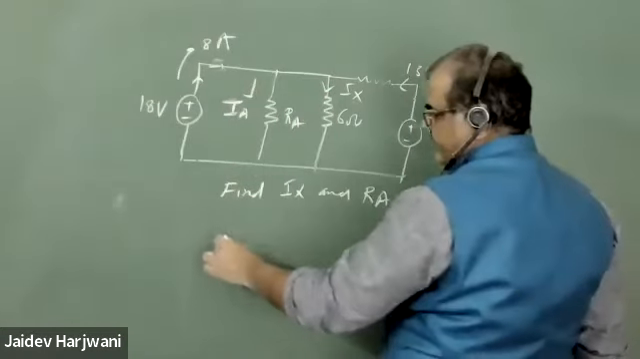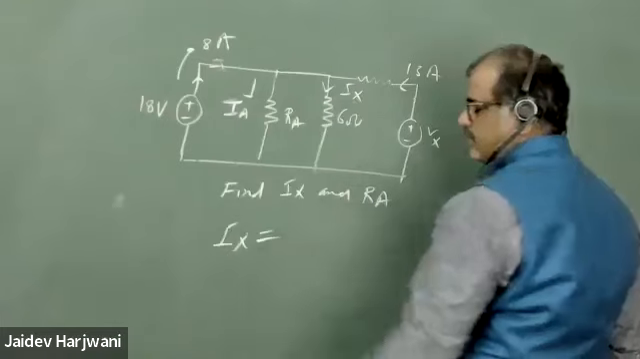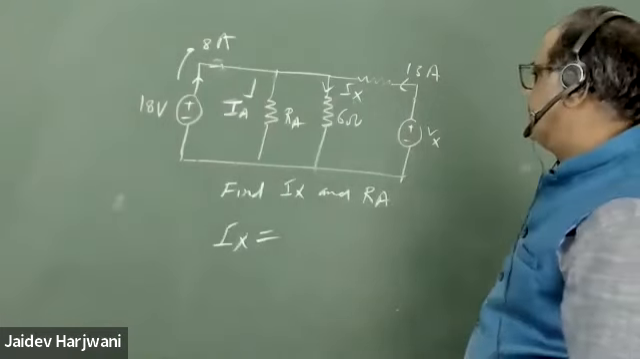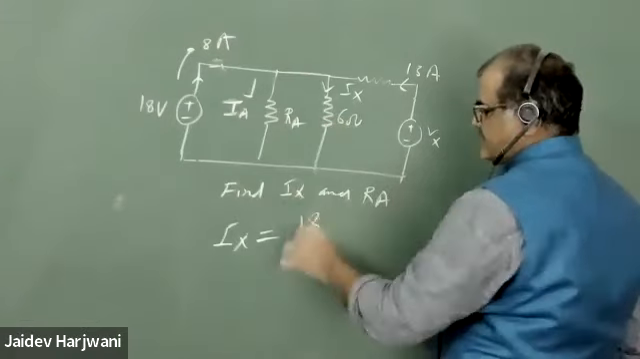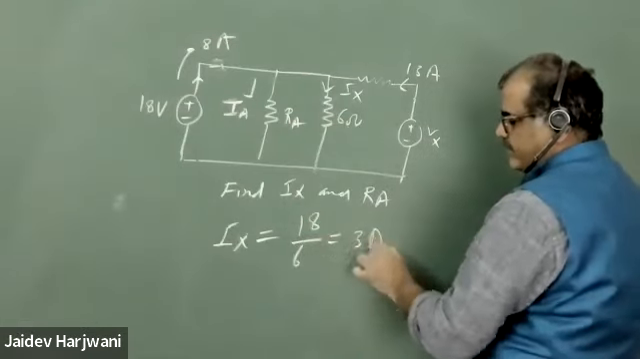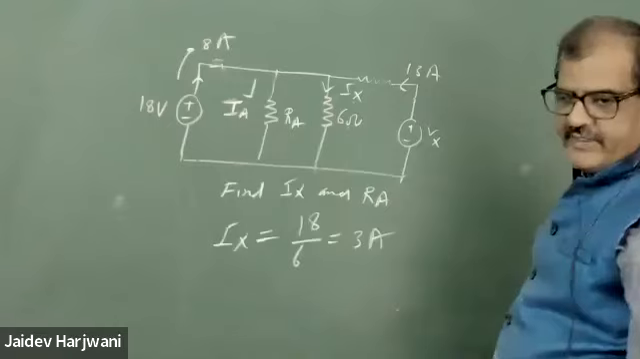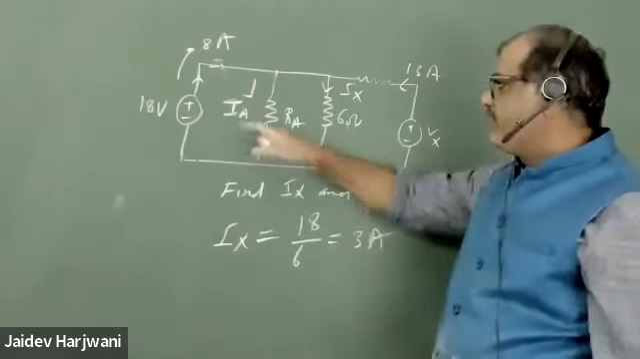So what is the value of IX now? 3 ampere, by Ohm's law. 18 volts upon resistance 6 ohm, so 3 ampere. Now you know the 3 ampere current. Can you calculate now what IA is?